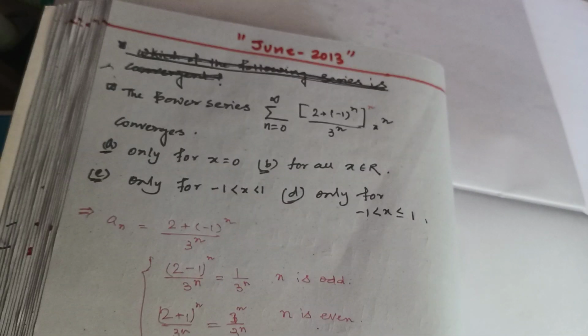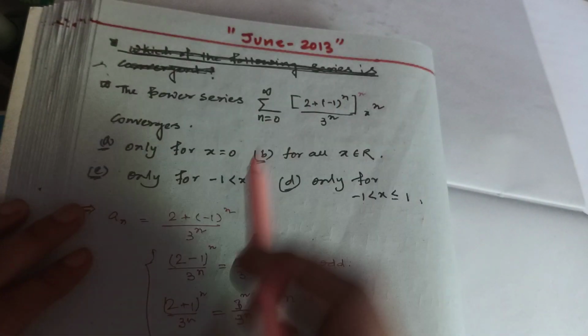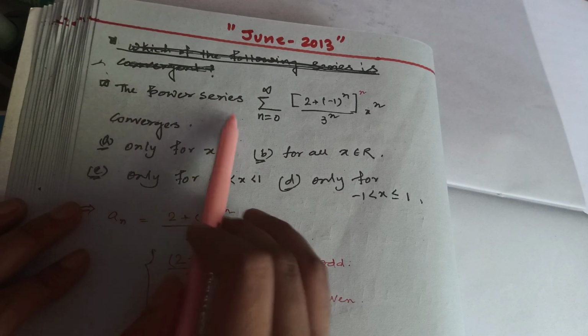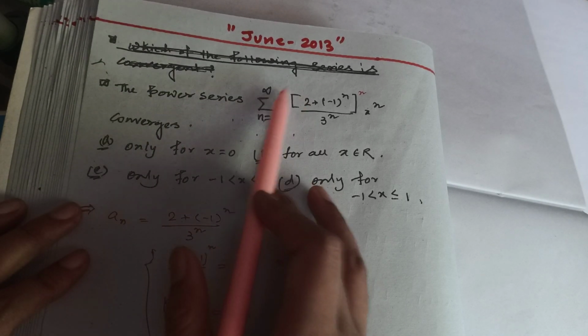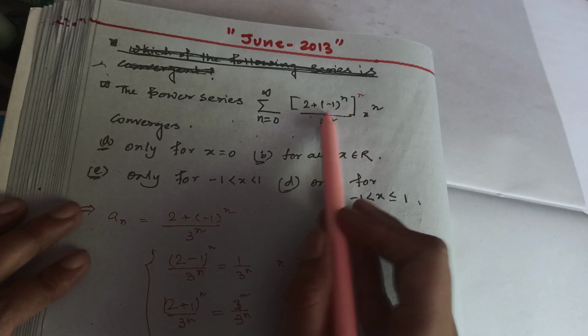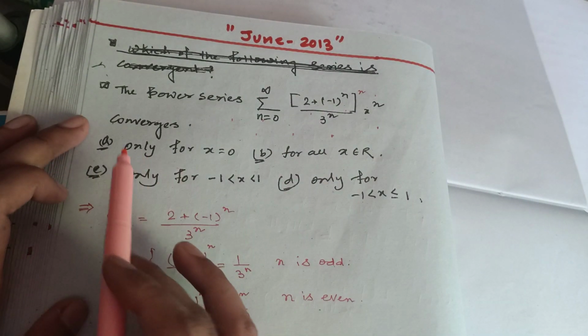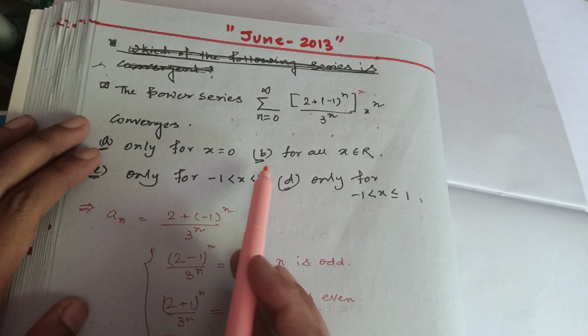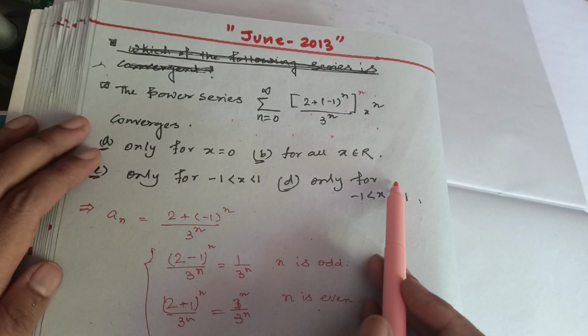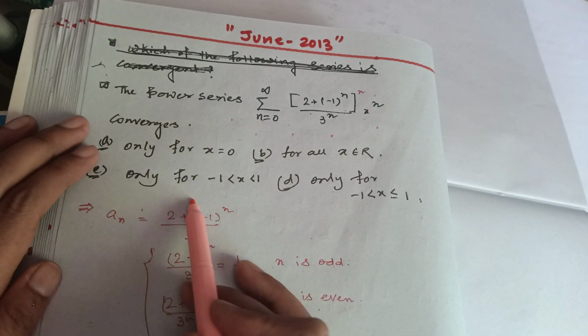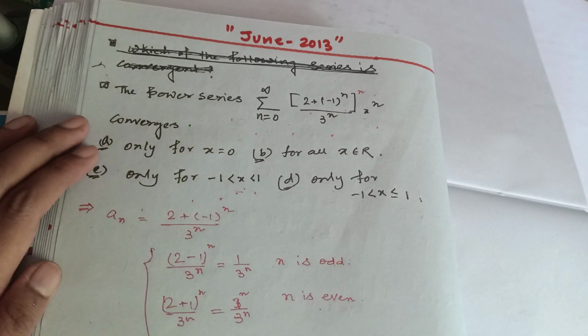Next question. This question is based on June 2013. The question says that the power series summation of n equals 0 to infinity, (2 plus (minus 1) to the power n) by 3 to the power n, x to the power n, converges only for x equals 0, for all x belonging to R, only for minus 1 less than x less than 1, and only for minus 1 less than x less than or equal to 1.